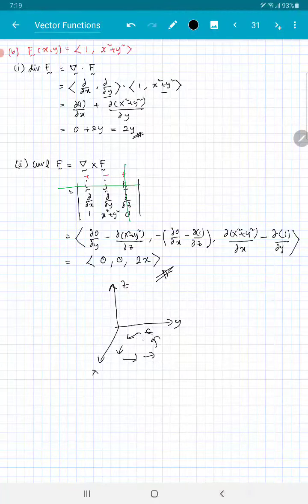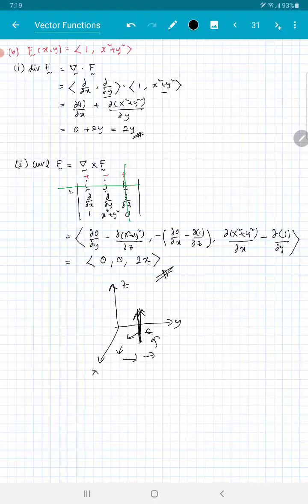Remember, del cross f will give you a normal vector to the circulation plane. So the normal vector to the circulation plane, which is on the xy plane, would be pointing upwards, where the x and y components are 0, but the z component is non-zero or 0, depending on whether there is any circulation or not. You can see here the curl of f gives you 0i, 0j, and then we have 2xk.